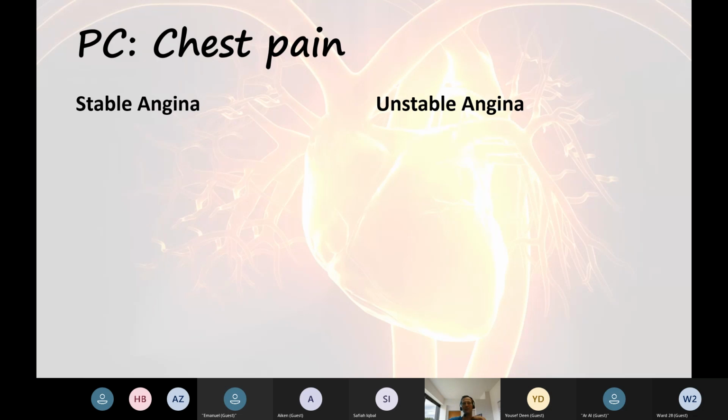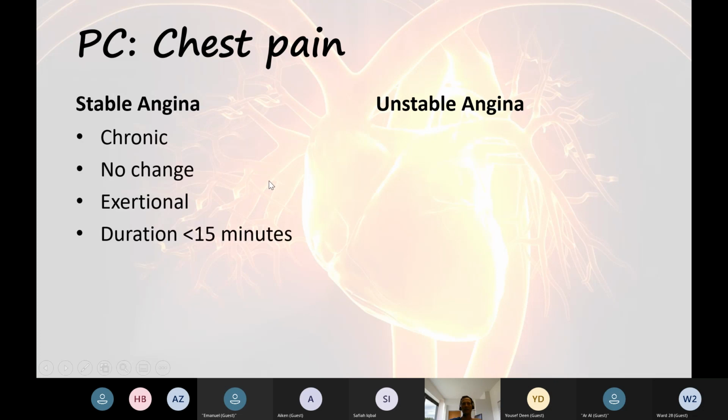Relieved by rest, maybe, but it's got to have a duration less than 15 minutes, and it's got to be stable. It's in the name. So exertional, relieved within 15 minutes of rest, and present unchanging, so reproducibly. If the person goes up a particular hill that they regularly walk up, they get the pain at the same time. Now it might be affected by it being cold or windy, or them having had a big meal, but by and large it's stable, it's chronic.